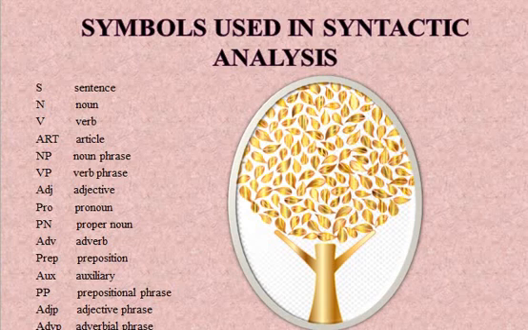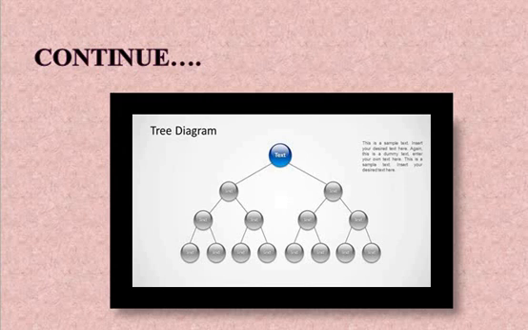These are symbols used in syntactic analysis. S, sentence. N, noun. V, verb. ART, article. NP, noun phrase. VP, verb phrase. ADJ, adjective. Pronoun. PN, proper noun. ADV, adverb. Prep, preposition. Aux, auxiliary. And PP, prepositional phrase. And ADJP, adjective phrase. And ADVP, adverbial phrase.